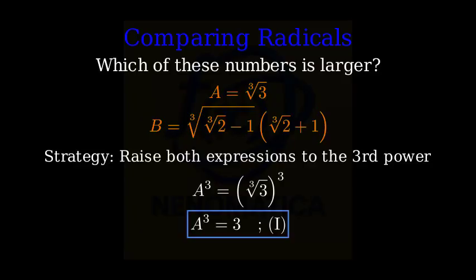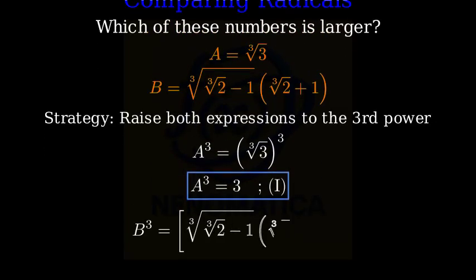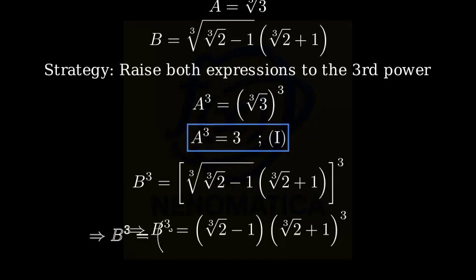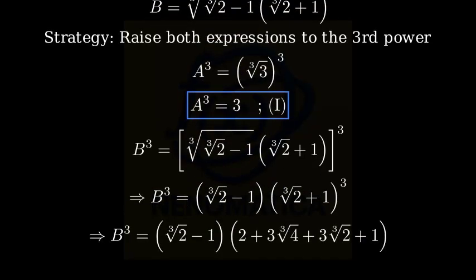Now, let's calculate b cubed. B cubed equals the cube of our expression for b. We can rewrite this as b cubed equals the cube root of 2 minus 1 raised to the power of 3 times the cube root of 2 plus 1 raised to the power of 3. Now we need to expand the bracket, the cube root of 2 plus 1 raised to the power of 3. When we expand this, we get the cube root of 2 minus 1 multiplied by 2 plus 3 times the cube root of 4 plus 3 times the cube root of 2 plus 1.